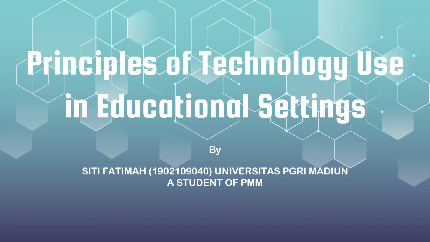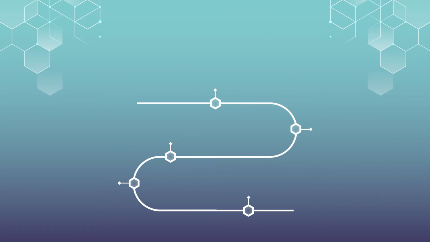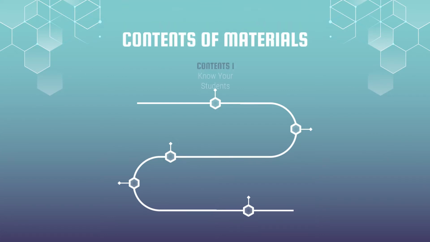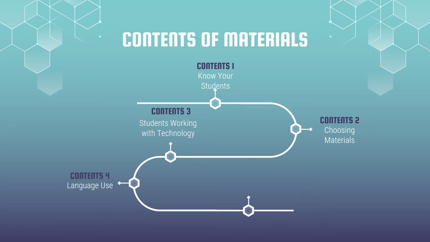Now I will explain about the principles of technology used in an educational setting. The first is content of material. The first content is know your student. The second is choosing material. The third is student working with technology. Four is language use. And the last is challenge of technology use in the classroom.